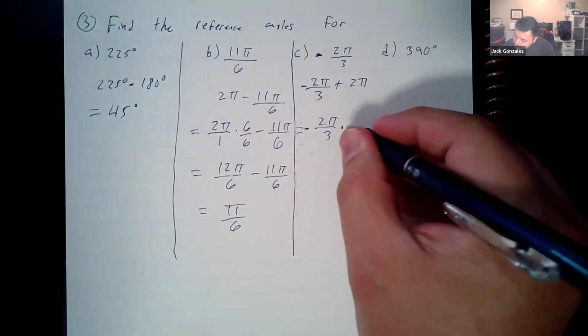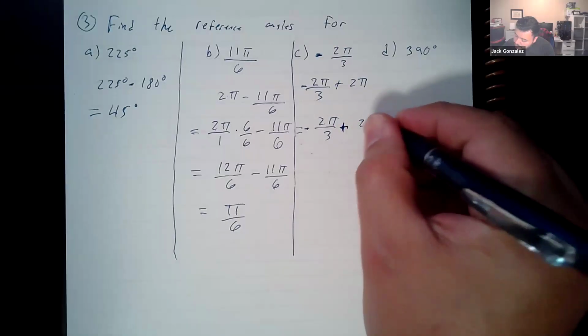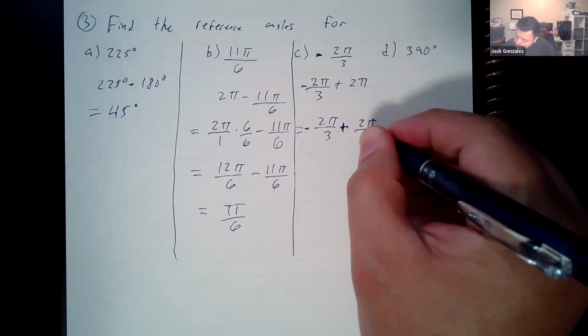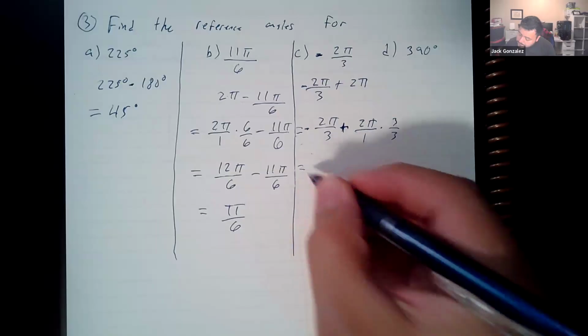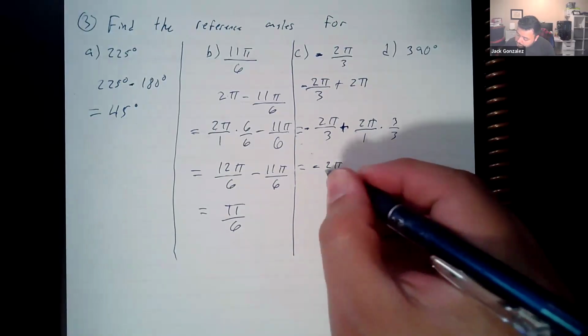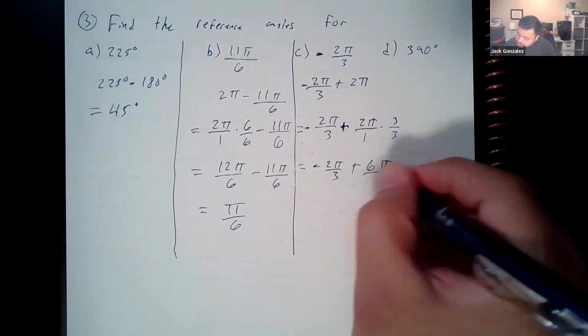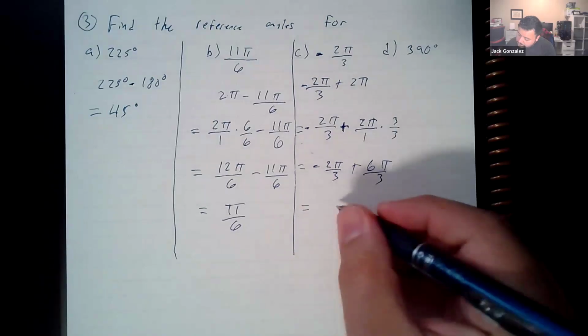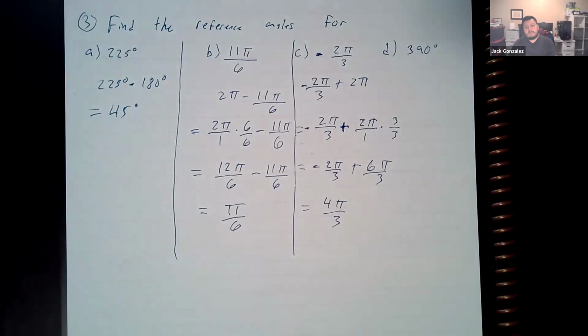So, multiply by 3 over 3. Negative 2 pi thirds plus 6 pi thirds gives me 4 pi thirds, right? Where is 4 pi thirds on the circle? Which quadrant?